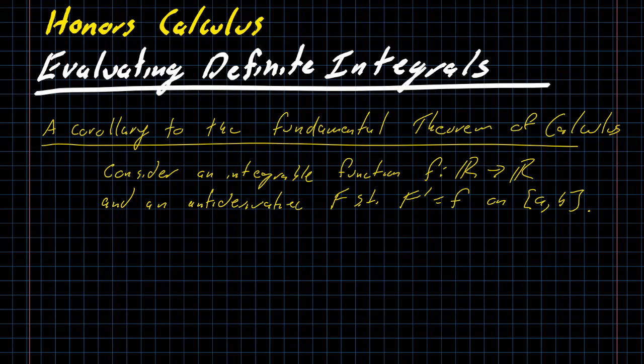So we want an integrable function little f, and we want an antiderivative so that big F prime is equal to little f on the interval from a to b. Then, to evaluate the integral from a to b of little f of x dx, I claim that all we have to do is take capital F, evaluate at b, take capital F, evaluate at a, and subtract those two things.